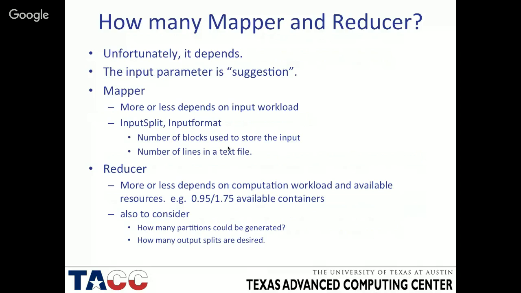Things like that. So generally, you have a smaller number of reducers, because a reducer may require more memory as it gets all the mapper results and does the processing. So you generally have fewer reducers than mappers. But again, it really depends on the resources and how much resource is used by your workload. Okay.